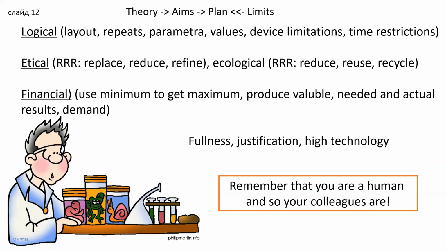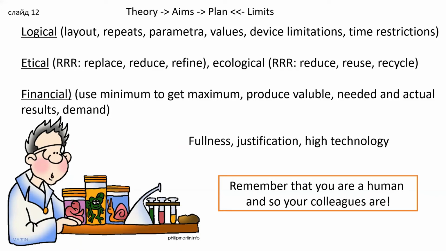So for ethical restrictions, you have the replace, reduce, refine, so the 3R procedure that you should remember. This goes when you work with animals and model systems that are more complicated than cells. And sometimes it also goes with your experimental layout if you work with humans or close to humans.